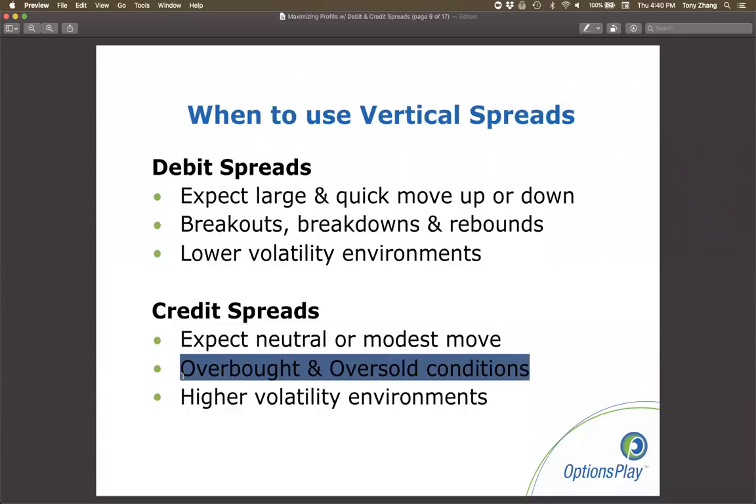A lot of times, for those of you that use technical analysis, you might be familiar with momentum indicators like RSI or MACD or stochastics that give you overbought and oversold conditions. These are ideal for selling credit spreads because when it's overbought, that means the stock is unlikely to go much higher. That's when you might want to sell a call credit spread. When it's oversold and you feel the stock's not going to go any lower, that's when you might want to sell a put credit spread. So for those of you that use technical analysis, it's very useful to use credit spreads with those momentum indicators. Credit spreads are actually the most ideal strategy to use when you're trading with those overbought and oversold conditions.